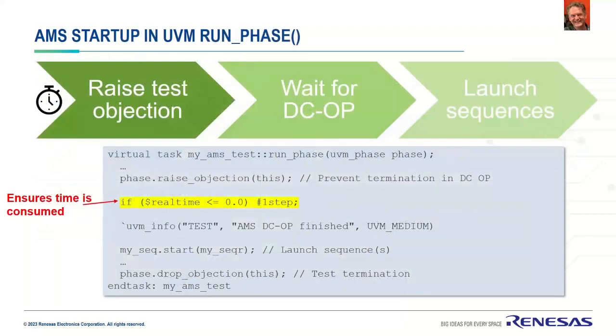And then the final one in the phasing spiel here is that when we get into the run phase of a mixed signal test, we need to first of all raise an objection, because if we start consuming time without any objections, the UVM test will say, well, nothing's telling me to stop, so I'll just stop immediately. And then we need to ensure a minimum time step is consumed such that the analog solver will get to DC operating point. And then after that, we can start our sequences.